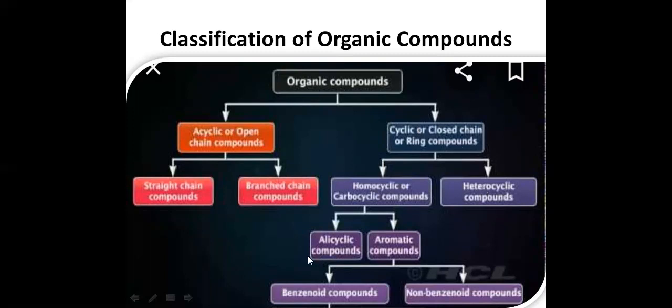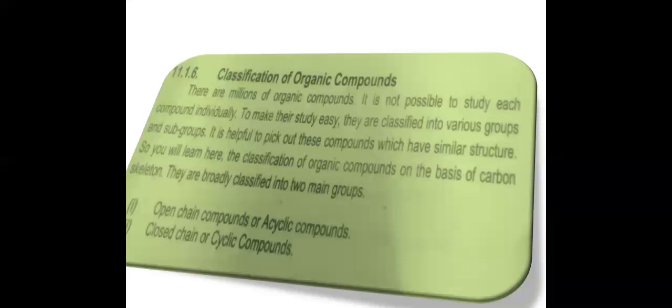Homocyclic compounds are then further divided into alicyclic compounds and aromatic compounds, and aromatic compounds are further classified into benzenoid compounds and non-benzenoid compounds. In your book, they explain only till homocyclic or heterocyclic compounds. Till here they explain. So, the classification of organic compounds: there are millions of organic compounds.